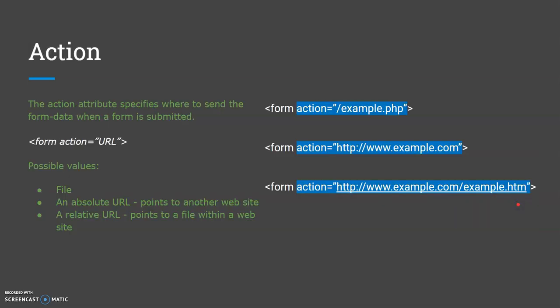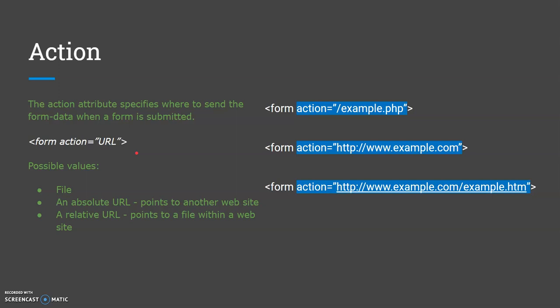So first of all, the action attribute specifies where to send the form data when a form is submitted. After the user has put in all their information and hit the submit button, the action attribute will determine where the user data is being sent. The action attribute is placed in the beginning of the form tag right here.